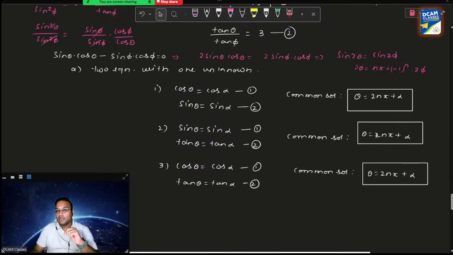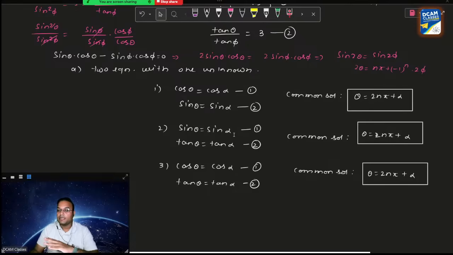Because sine theta, you have to use this one. Sine theta is equal to sine alpha, tan theta is equal to tan alpha. So the thing to observe here is theta and this alpha are the same in the other equation of tan theta and tan alpha. These two angles should be the same, alpha alpha. Then only you can write the solution.